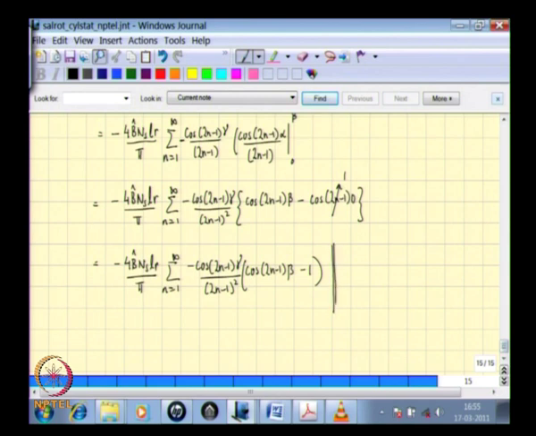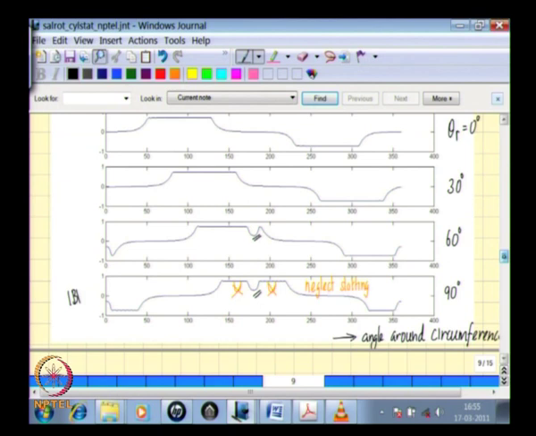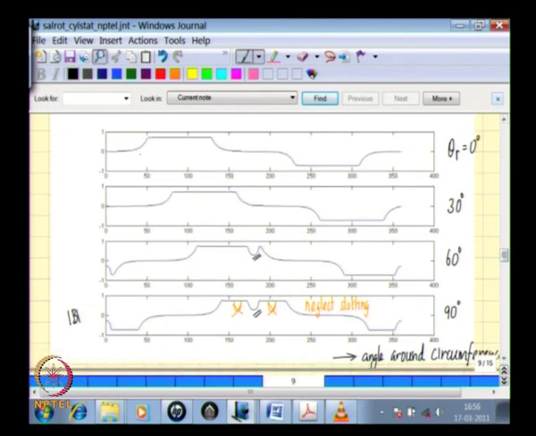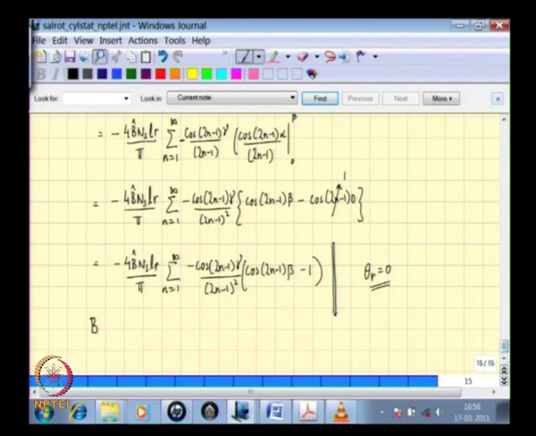Now note that this expression is however valid only for one particular position of the rotor, that is the rotor having theta r equal to 0. If theta r is not equal to 0, what do we do? How do we describe the flux density waveform for the case where theta r is not equal to 0? What we have seen earlier is that the flux density waveform is going to bodily shift along the x axis. So you have theta r equal to 0 and then theta r equal to 30, 60, 90, the waveform is shifting. So essentially, the flux density waveform is going to vary as a function of alpha, but not only as a function of alpha, it is also going to vary as a function of the rotor angle.